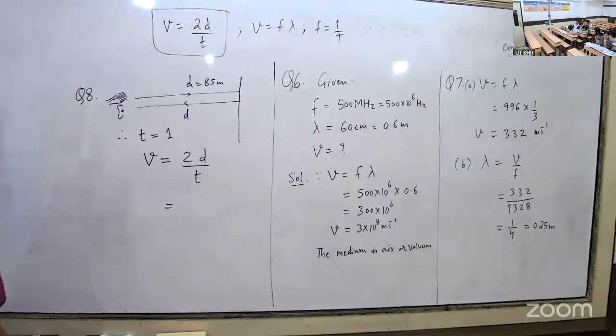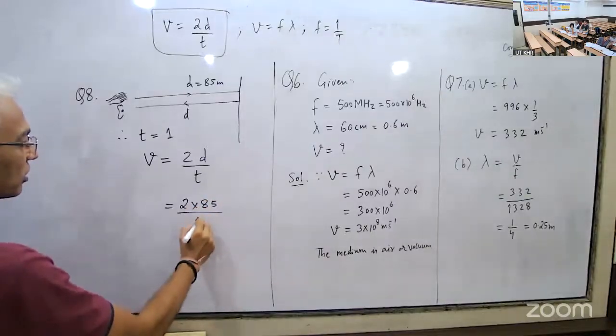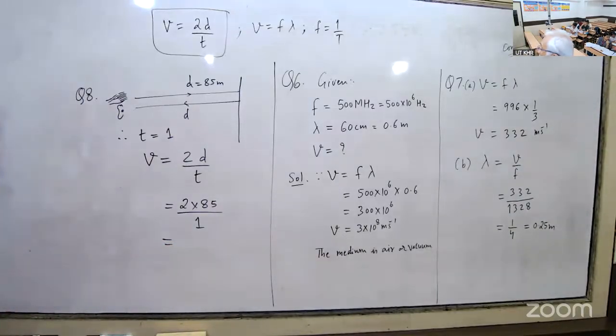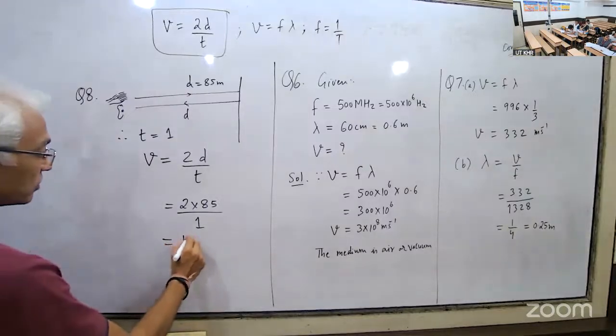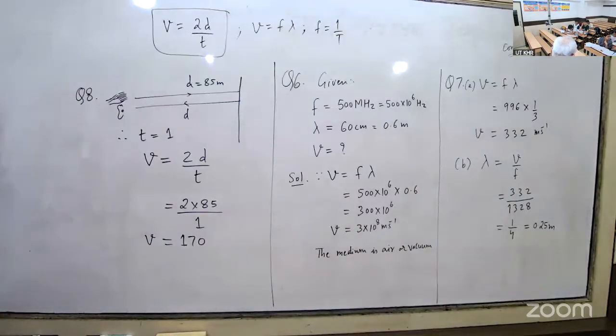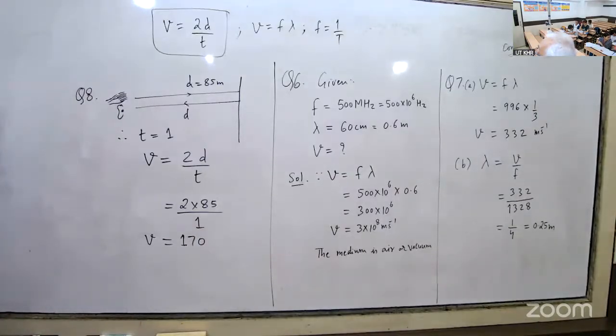One minute, let's do it both ways. Logically, the time of echo is 1, so how much is 2 into 85 divided by 1? 170. Is this correct? This is wrong. Oh, this is 2d. So why is the wrong answer coming? What is the time of echo?